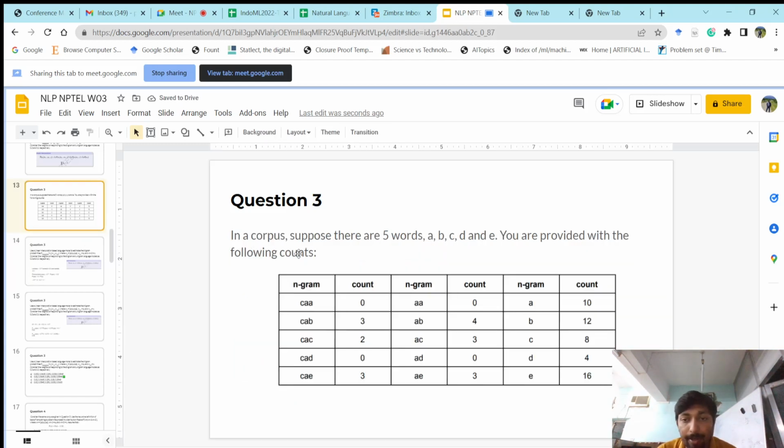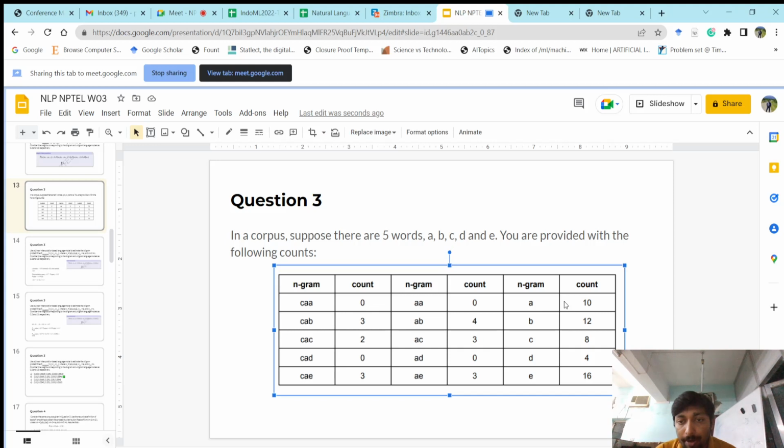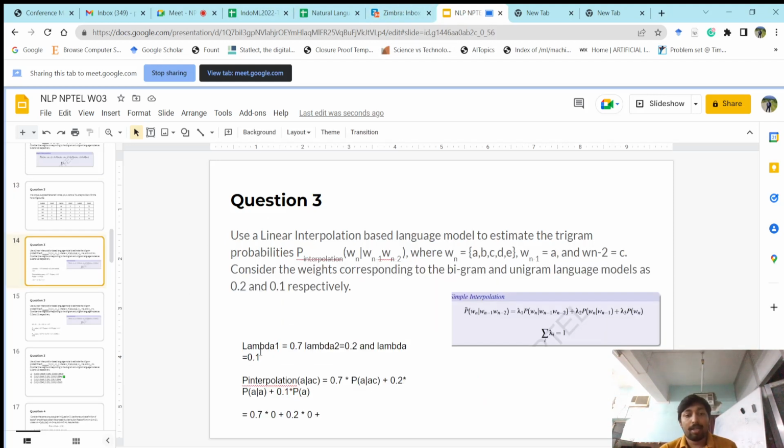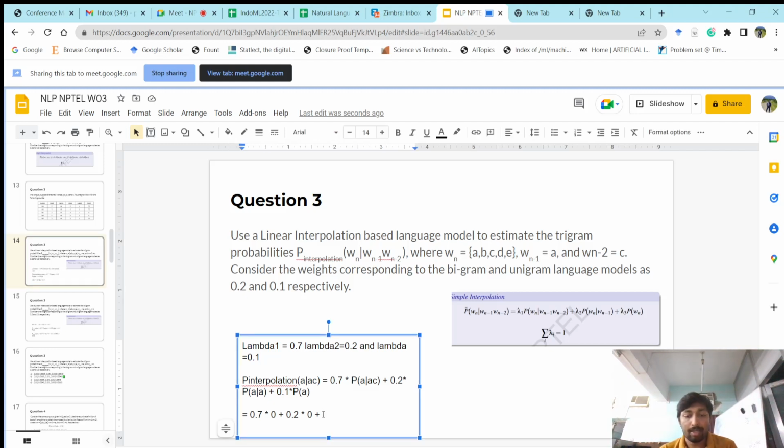So what is P of A? Can you tell what is P of A here? Yeah, P of A is 10. So 10 is the count. And how many total words are there? 50. Yeah, 10 by 50, 1 by 5. That is 0.2 into 0.1, equal to 0.02.